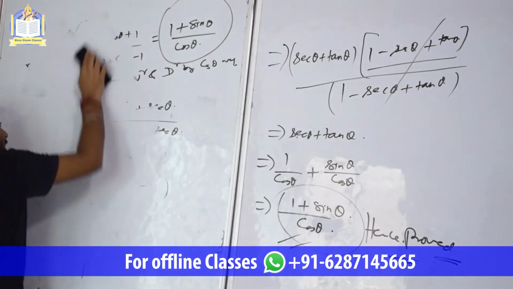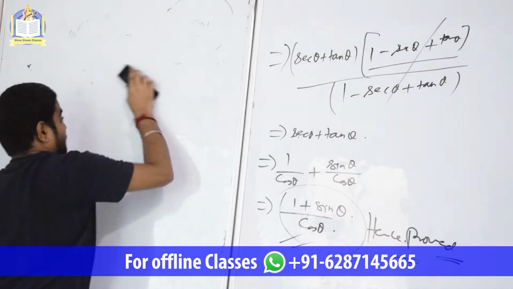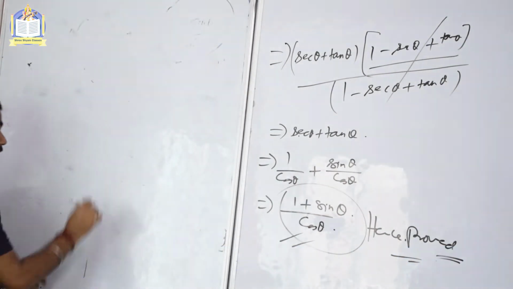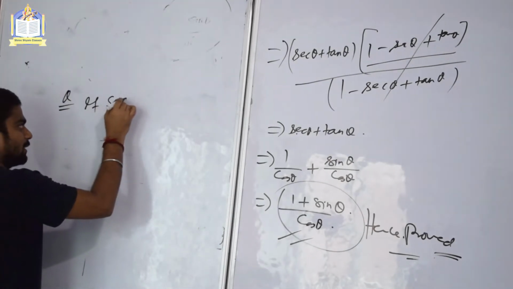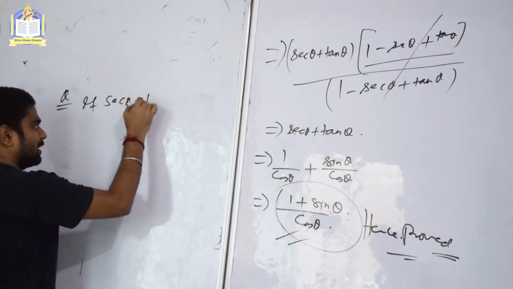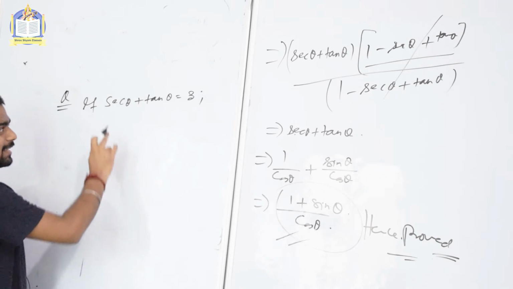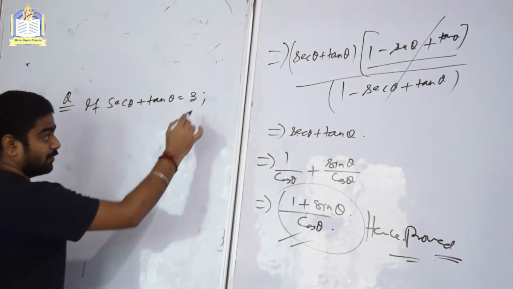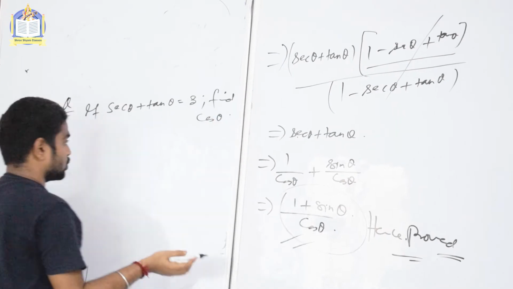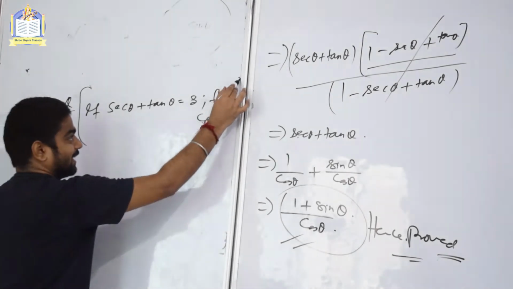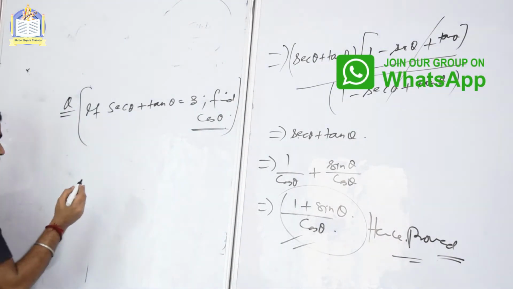The question is: if sec theta plus tan theta is equal to 3, then we have to find cos theta. So we very well know these identities.